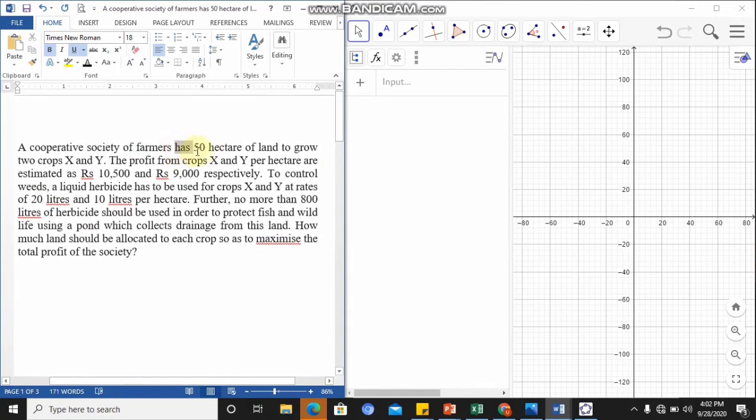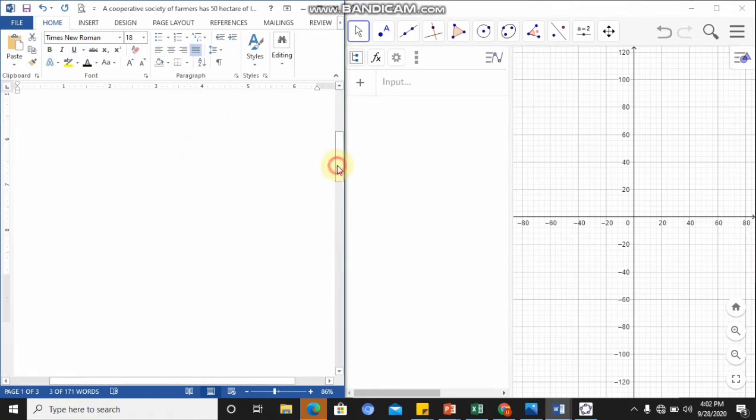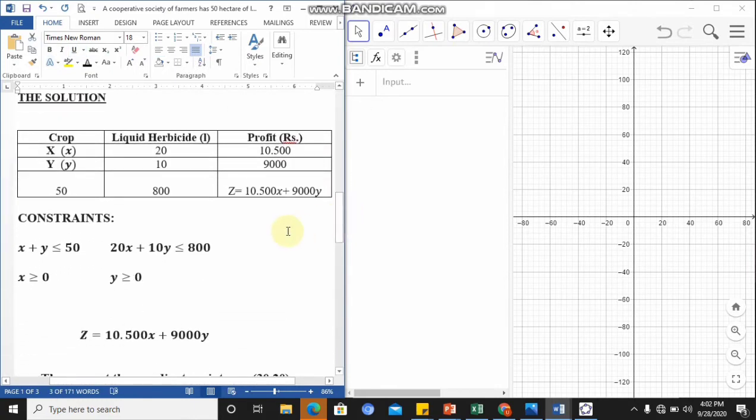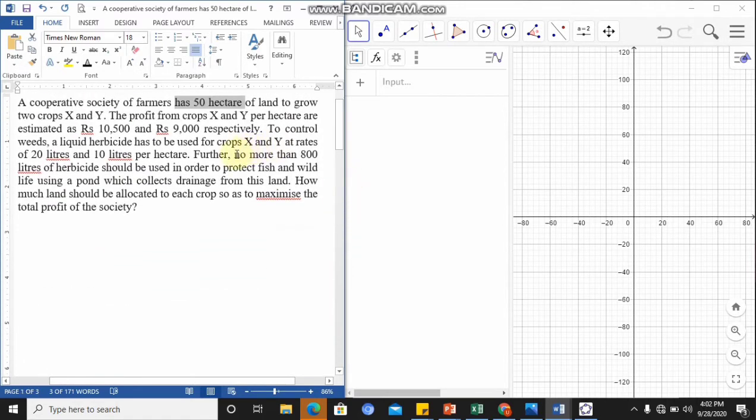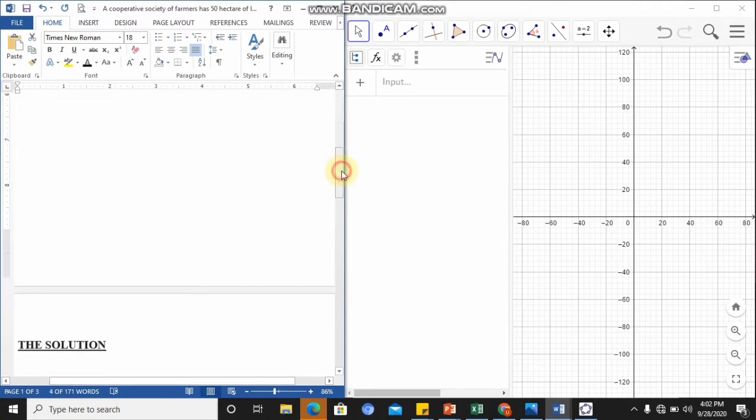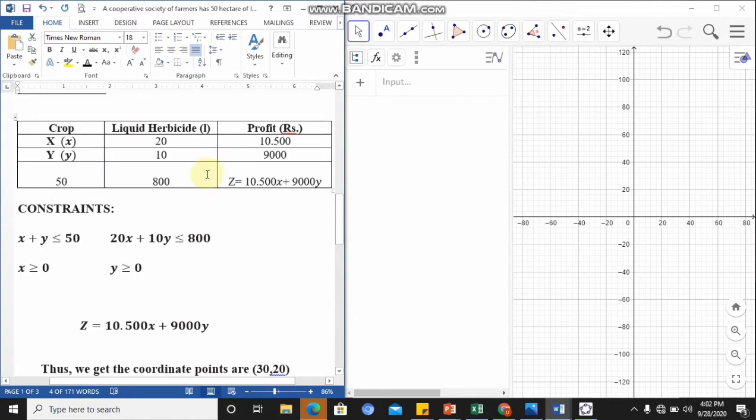the land, which has 50 hectares. So we can write this as an inequality: x plus y less than or equal to 50, and for this one 20x plus 10y less than or equal to 800, from the words "no more than 800". And this is the objective function.